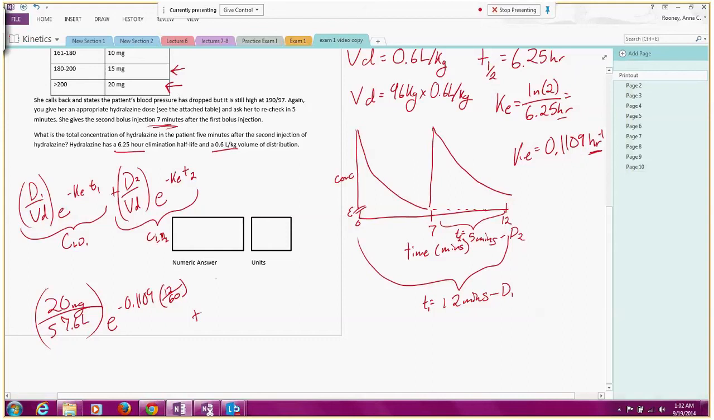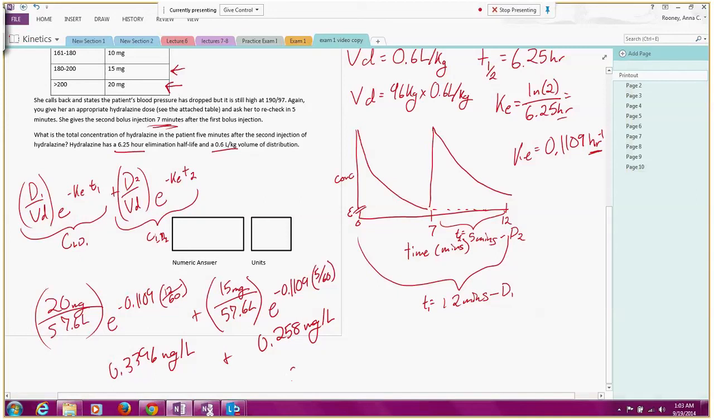And then you do the second one, which the second dose we gave them was 15 milligrams. It's the same patient, so it's the same volume of distribution, and it's the same drug, so it's the same rate of elimination. And now, how long has that second dose been in that patient? Only 5 minutes, but it needs to be converted into hours. If you do these, you will find that this is 0.3396 milligrams per liter, and this is 0.258 milligrams per liter.